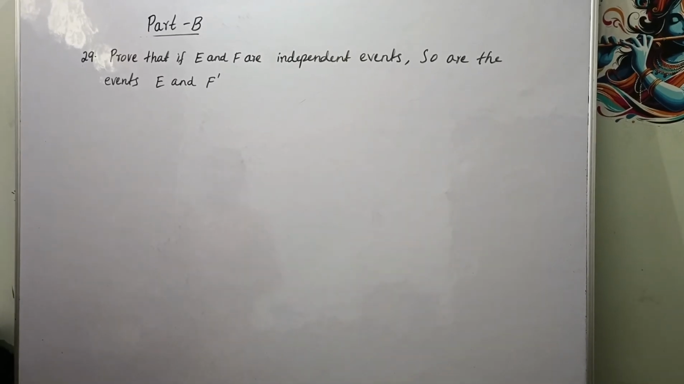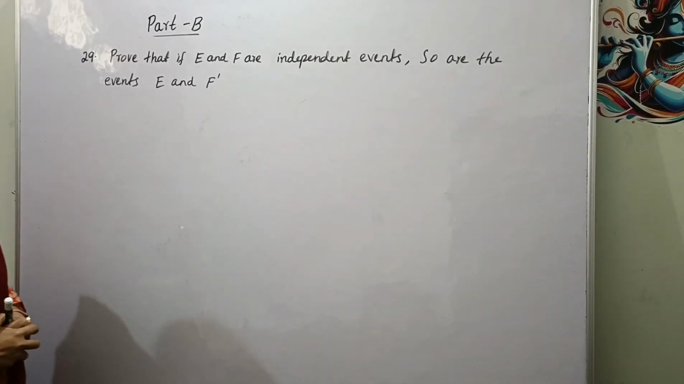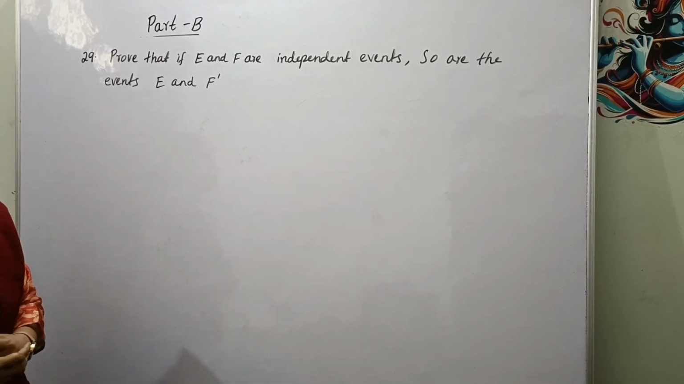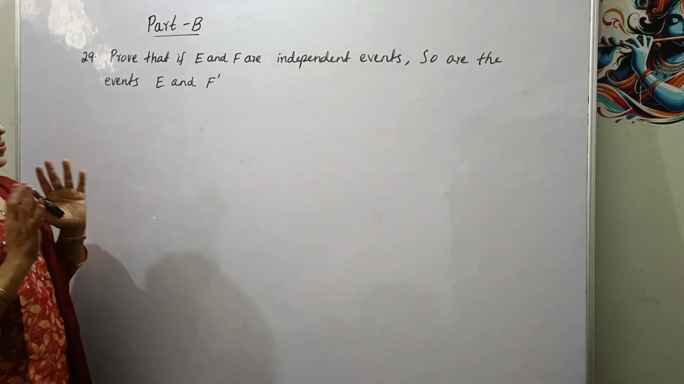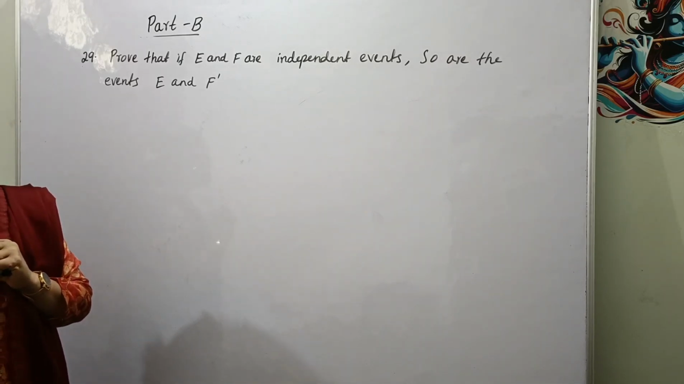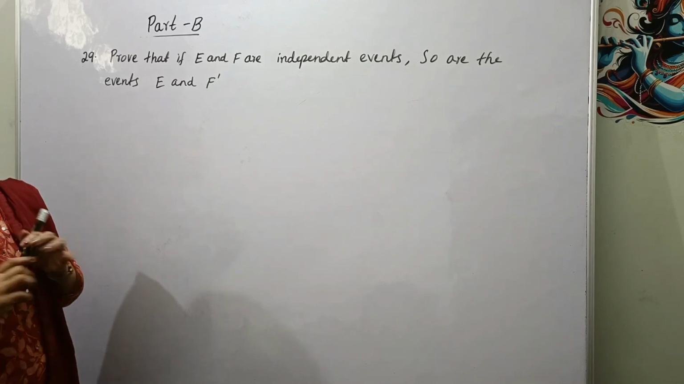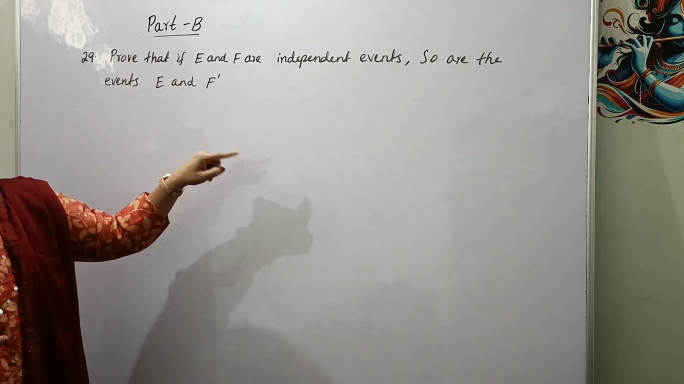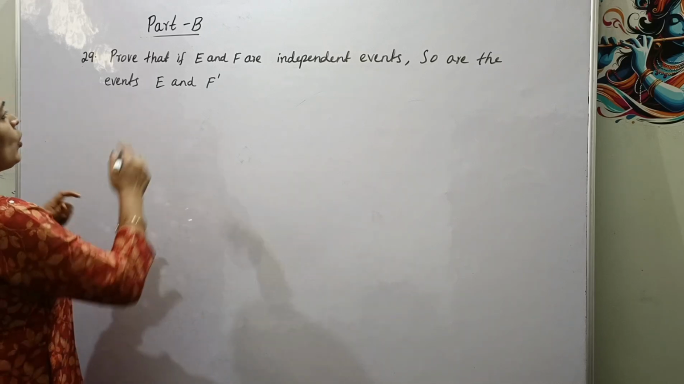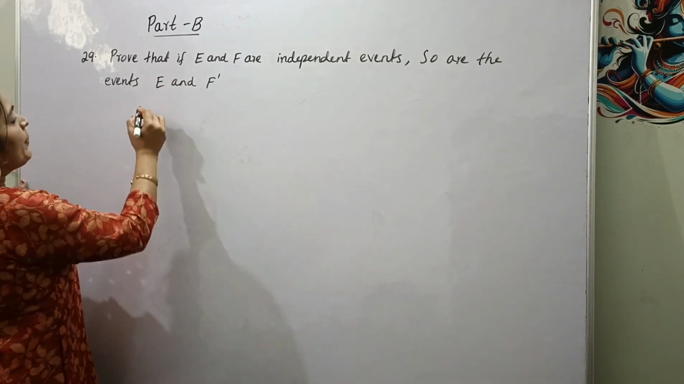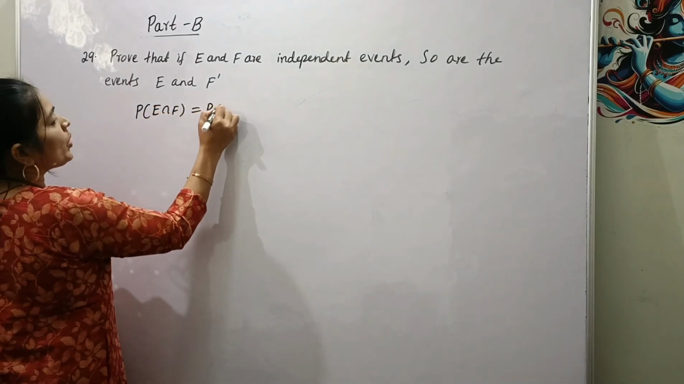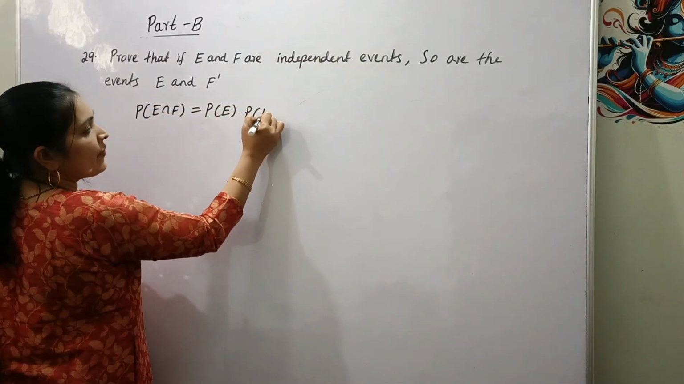Prove that if E and F are independent events, so are the events E and F complement. F dash means F complement. So here it is given that E and F are independent events, and we have to prove that E and F dash, that is F complement, are independent events. Here we know that if E and F are independent events, then probability of E intersection F is equal to probability of E into probability of F, right?